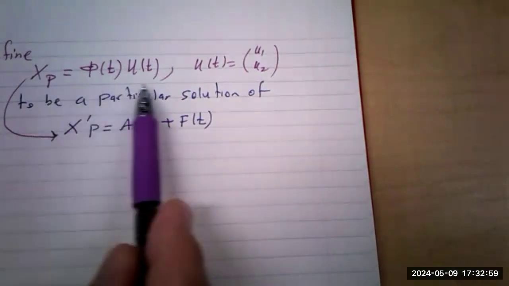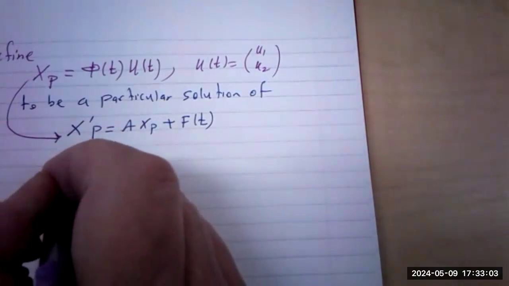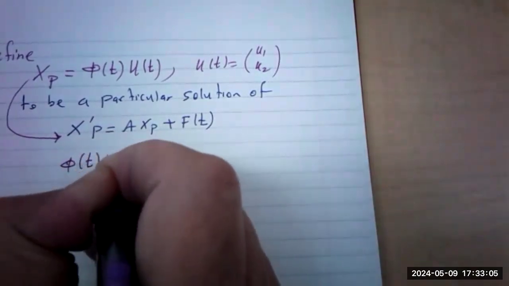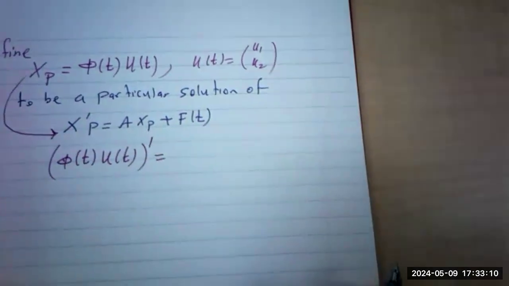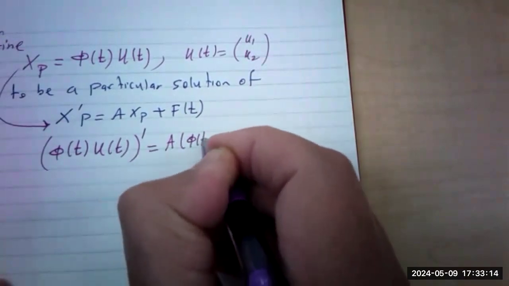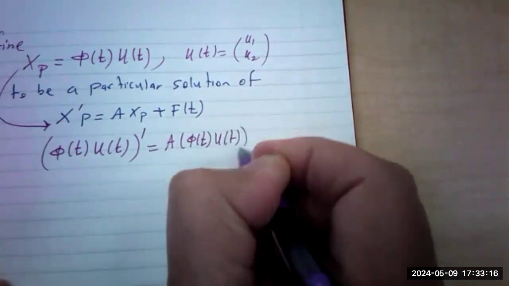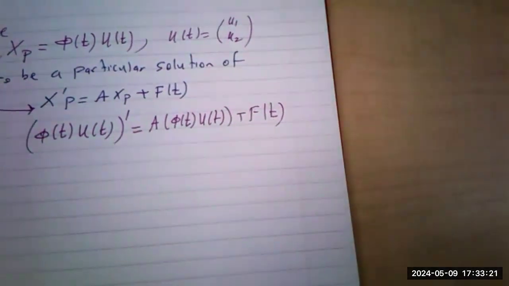Okay, so you have to differentiate it. Let's write it down, then I differentiate it. So I have to substitute phi of t, u of t, right? Is equal to a times phi of t, u of t, plus f of t. Like this equation, I work on this one. What is the unknown? The unknown is going to be that u of t that you have.